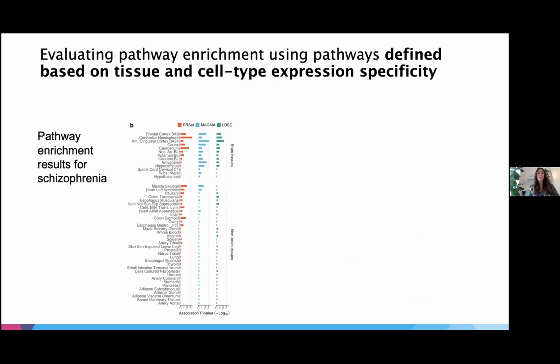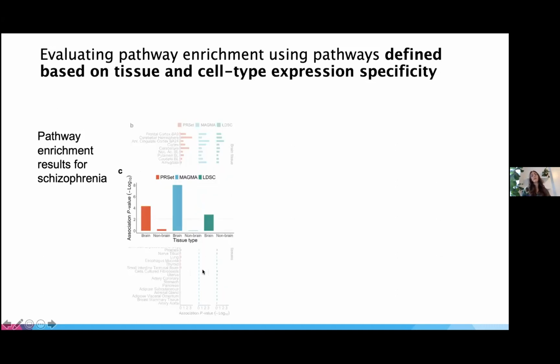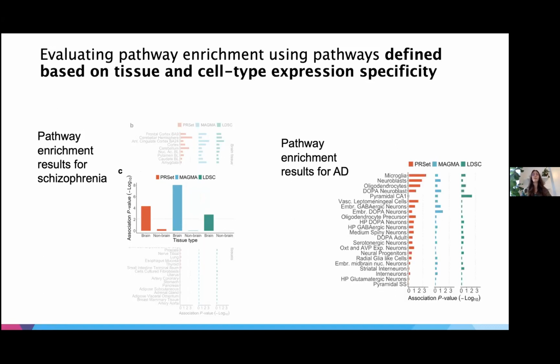I'm showing here the pathway enrichment results for schizophrenia. And what you can hopefully see is that we have results as expected. So for brain tissues, the three methods have a higher enrichment than for non-brain tissues. This is using GTEx. The brain is enriched in GWAS signal for the three methods.